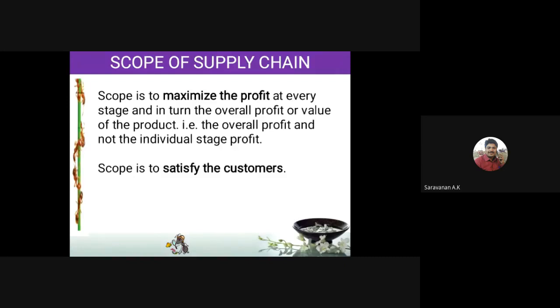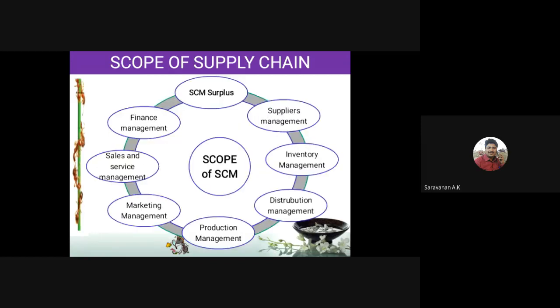If you take the scope, there are two scopes. One is the primary scope and the other is the secondary scope. The primary scope is the maximization of the profit, and the secondary scope is to satisfy the customer. This also we discussed in detail with some examples. Then we discussed the supplier management, inventory management, distribution management, production management, marketing management, service and finance. So these are the primary and secondary scope of supply chain management.